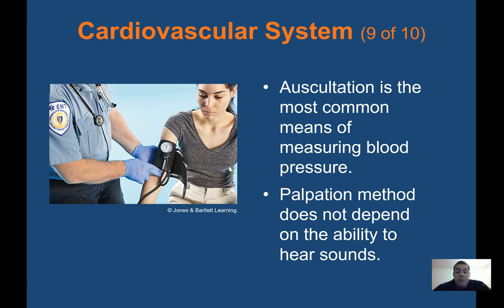Palpation method does not depend on the ability to hear sounds. So if you're going to palpate a blood pressure, you're going to find the radial pulse right down here with your 2 fingers, and you're going to pump up to 160 or 200, whatever you normally pump up to. Release the air, and then the first pulse you feel is going to be your palpated blood pressure. And so how you're going to write that down is, say the first beat you feel is at 140, it's going to be 140 over palp or 140 over P, because you're not going to be able to get a diastolic if you don't auscultate. So that's how you palpate a blood pressure.